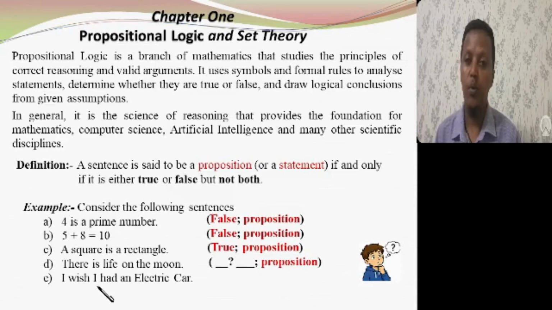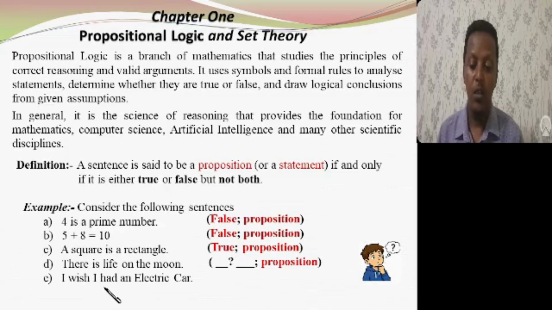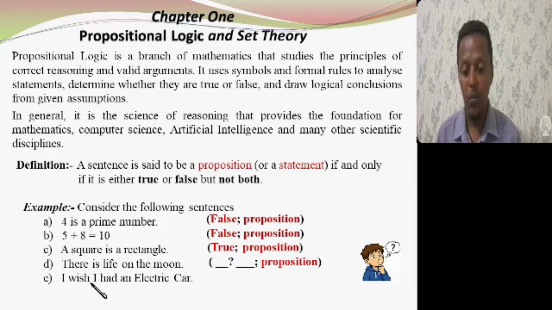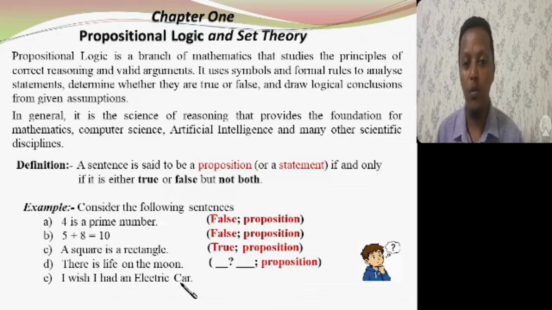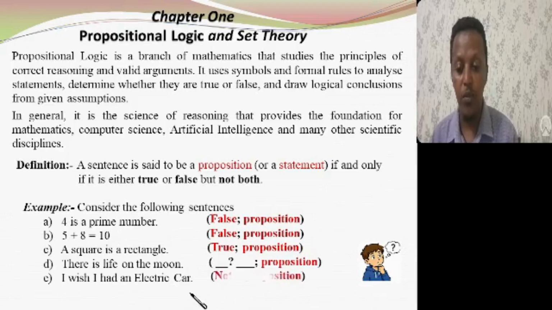I wish I had an electric car. It is not a proposition because we cannot say it is true or false because it expresses a wish. If someone expresses his or her wishes, you cannot say you are correct or you are wrong. Similarly, we cannot say this sentence is either true or false. So it is not a proposition.